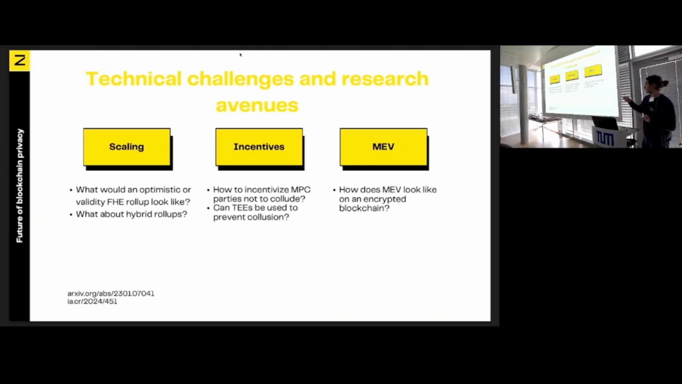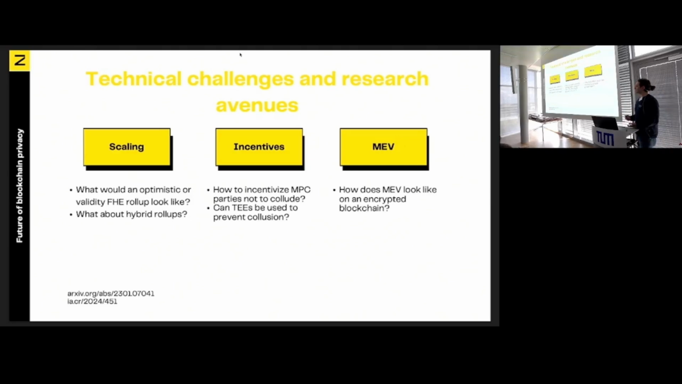Now, there's a big issue of incentives, because you may have noticed that the network on the right, the threshold network, every node in that network holds a share of the secret key, and nothing really prevents them from taking that share, meeting in some kind of back alley, and doing arbitrary decryptions.